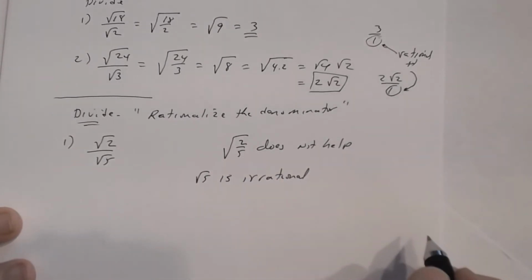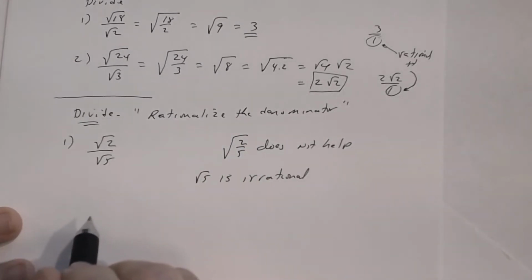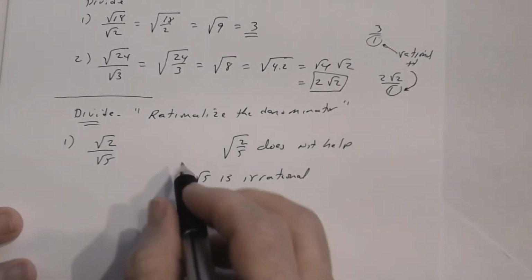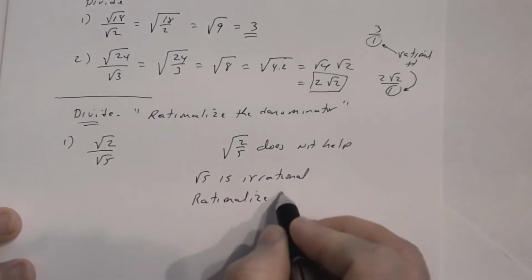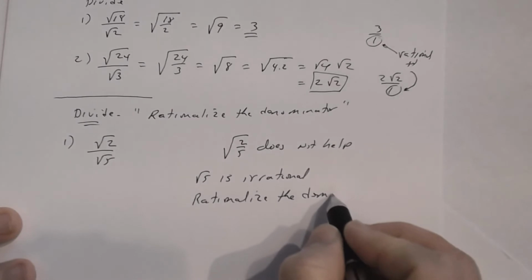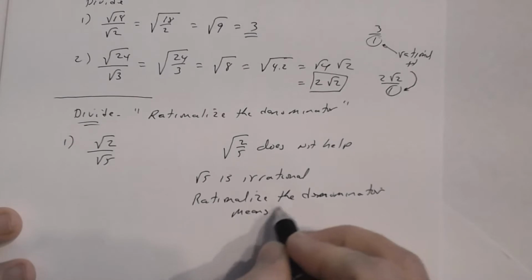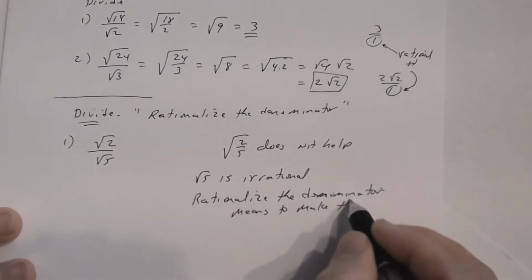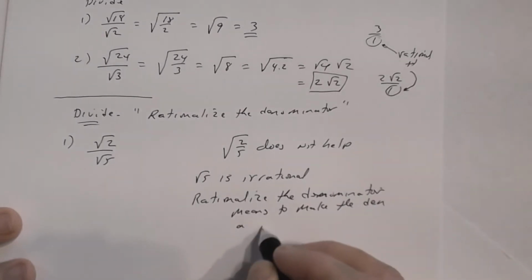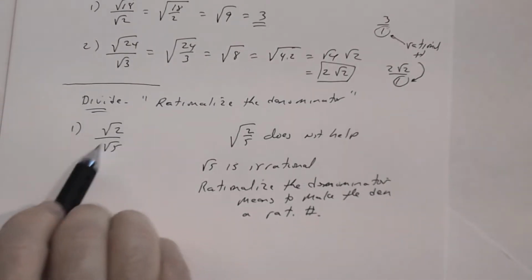Is an irrational number. So what you want to do is rationalize the denominator, which means you want to make the denominator a rational number. Rationalizing the denominator means to make the denominator a rational number. Notice that that's not a rational number, that's an irrational number.